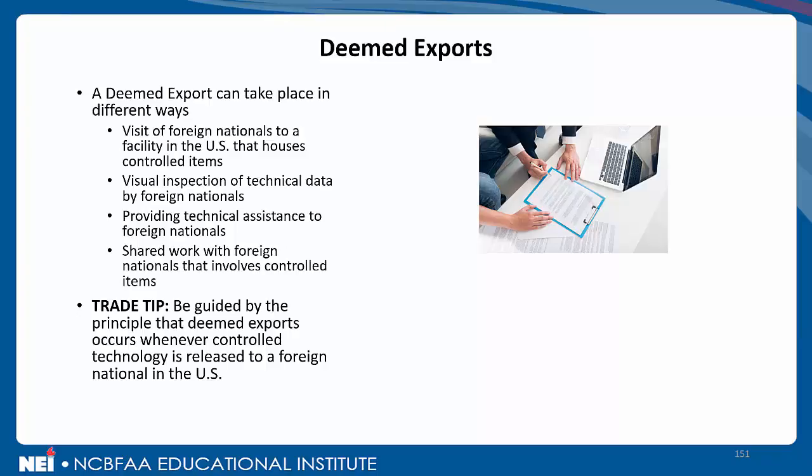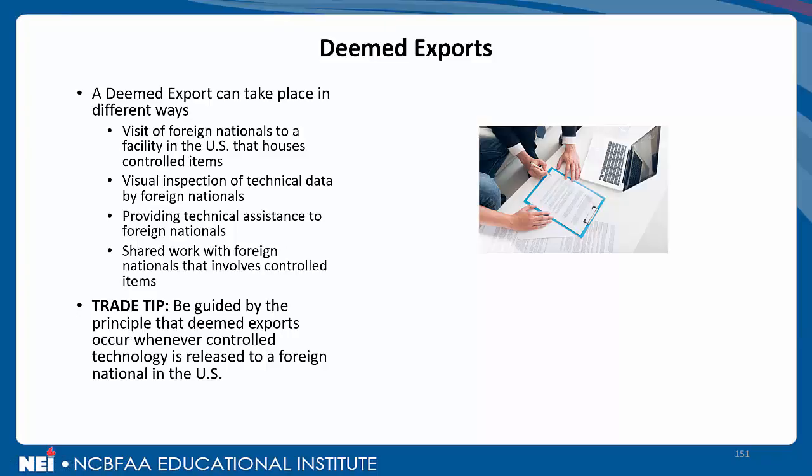So as you'll see in our first bullet point, a deemed export can take place in different ways. Number one, a visit of a foreign national, a non-US citizen, or a non-green card holder to a facility in the US that houses controlled items being subject to the EAR and appearing on the Commerce Control List. Second sub-bullet point, even the visual inspection of technical data by a foreign national is considered a deemed export. Right below that, the providing of technical assistance to foreign nationals that involves controlled items, also considered a deemed export. Or if we share work with foreign nationals that involves controlled items. So there are different ways that a deemed export can take place.